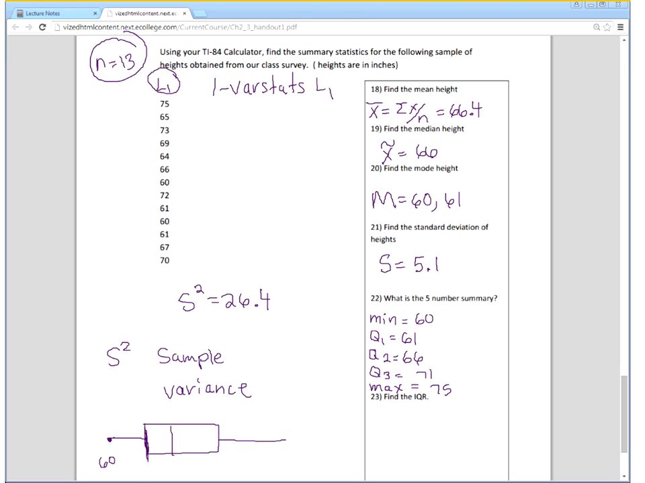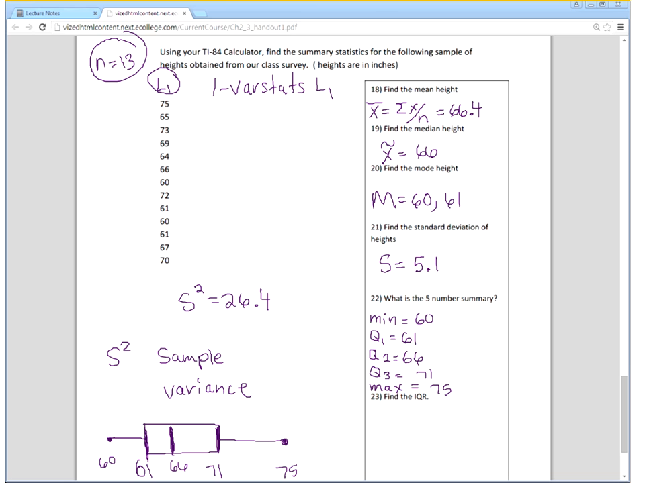The first line here would be your first quartile. So that's 61. And then the median would be represented by the second line. So that's 66. The third quartile would be represented by the third line, which is 71. And then the last part here, that's your maximum data value. So that's how you would label them on a box plot. Okay?